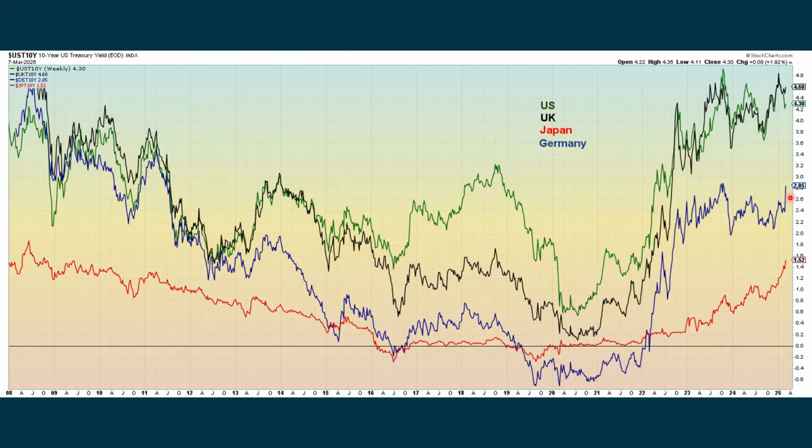Then we're keeping an eye on this weekly chart of international 10-year yields in the US, UK, Japan, and Germany. What we're concerned about is this red line in Japan. If this keeps going up, is that going to cause a problem similar to what we saw last summer?